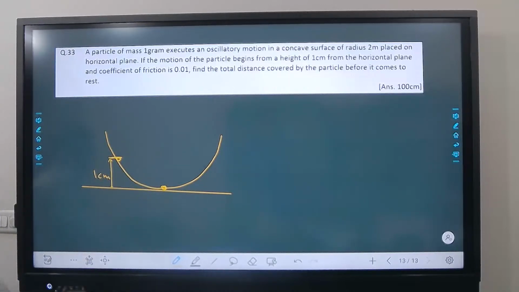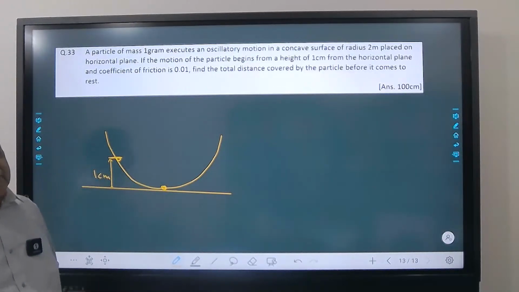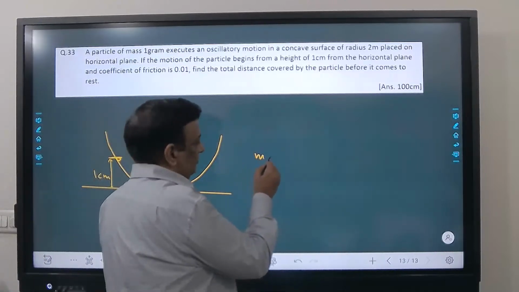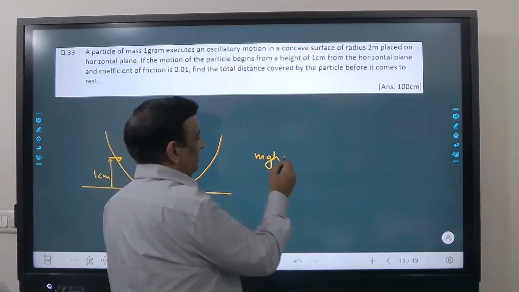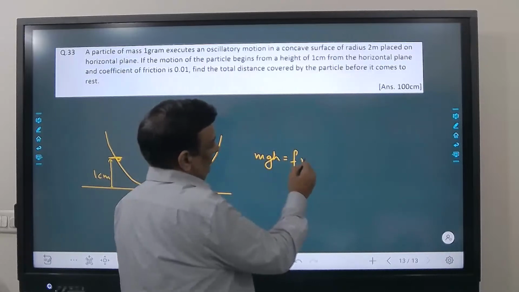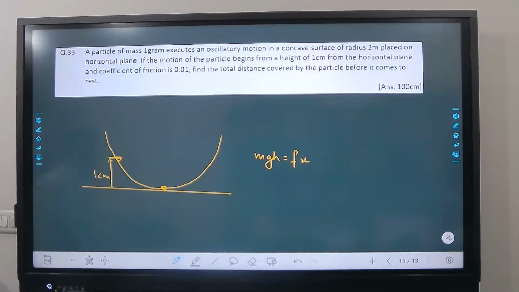तो हमने distance traveled बताना है. इस पॉइंट से यहां तक आने में जो पोटेंशियल एनर्जी कम हुई, that is used against friction. तो पोटेंशियल एनर्जी कितनी कम हुई, mg into h, and it is used for work against friction, which is f into x. So we have to find what will be the value of x. mgh कितना आ रहा है? Mass is 1 gram.